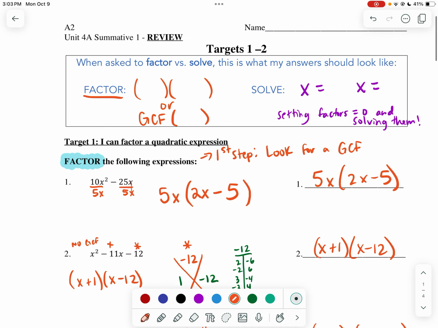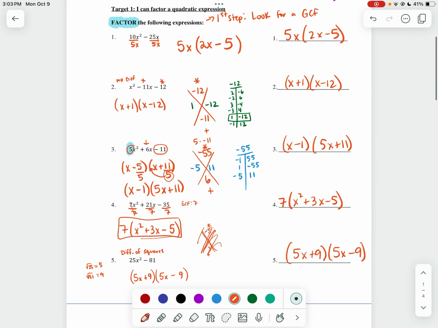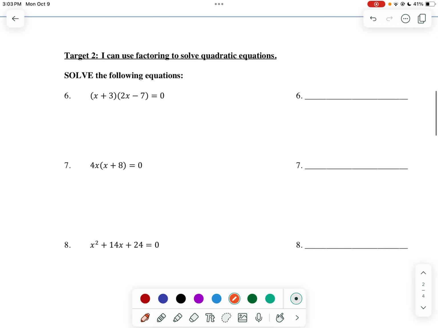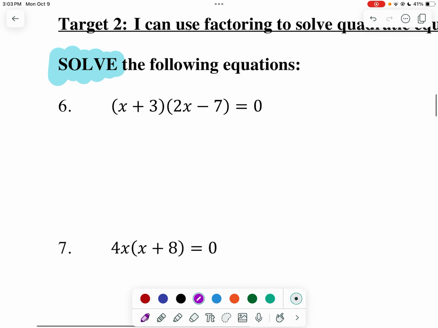Okay, so those were all just factoring. So look at my answers. They all have parentheses. The second page, the back of this, is all solving. So these I'm going to factor at first. So I'm going to do what I just did on most of these, but then I have to take an extra step. All right, so when we're solving, number 6 is already factored for us.